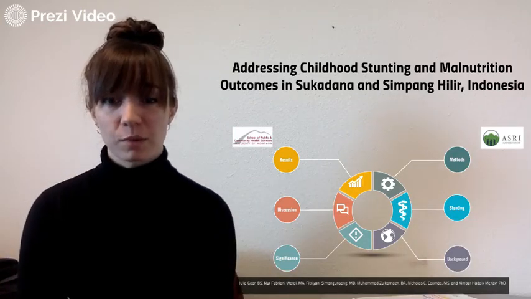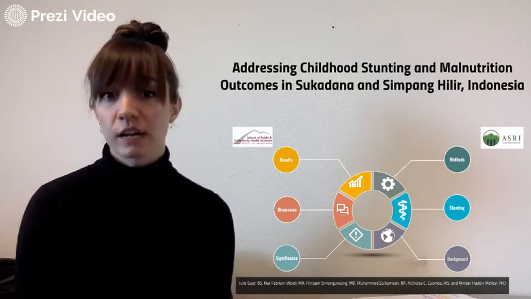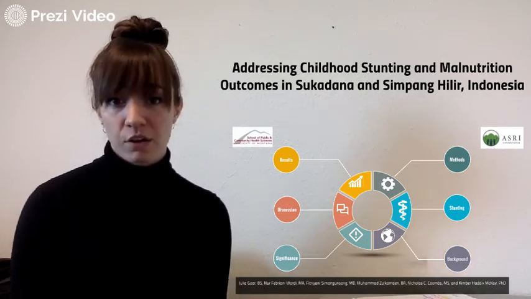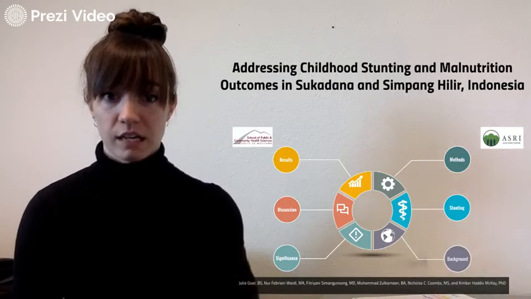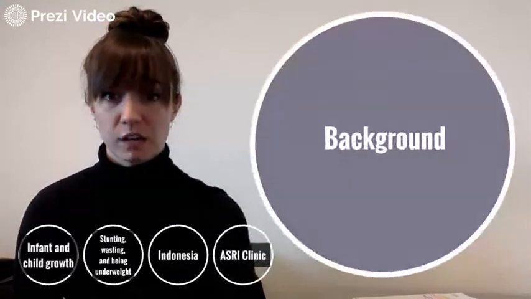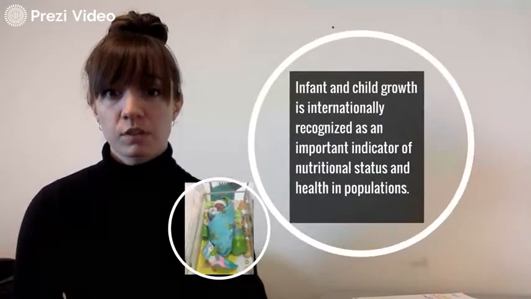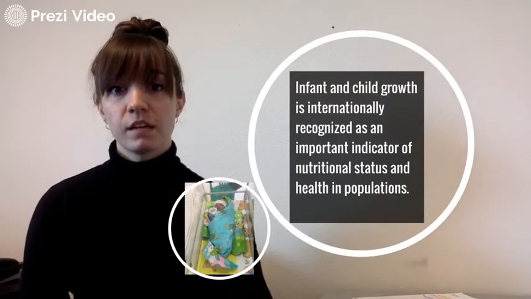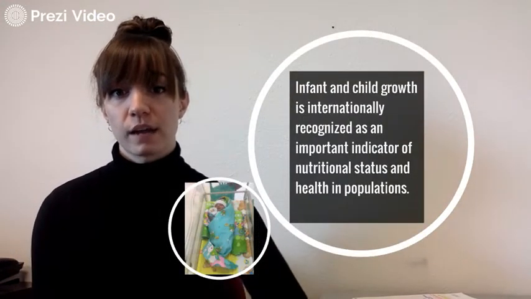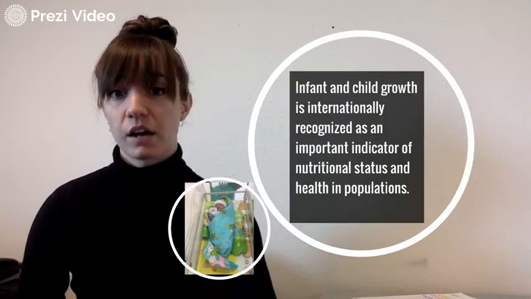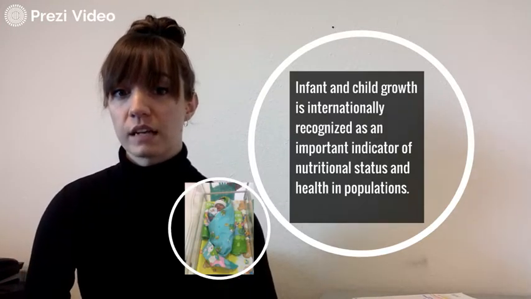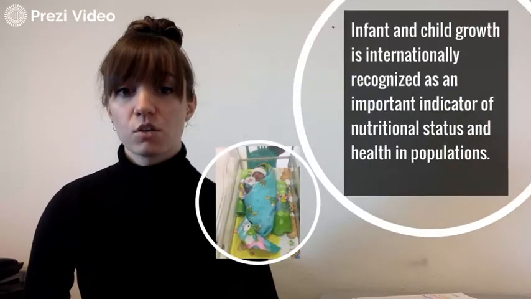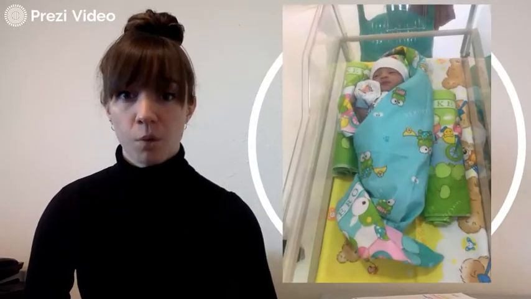I am a Master's of Public Health student at the University of Montana, and today we're going to be talking about childhood stunting and malnutrition outcomes in Sukadana and Simpang Hilir, Indonesia. So just starting out with some background information, infant and child growth is internationally recognized as an important indicator of nutritional status and health in populations. So all of our health truly begins the moment that we're born.